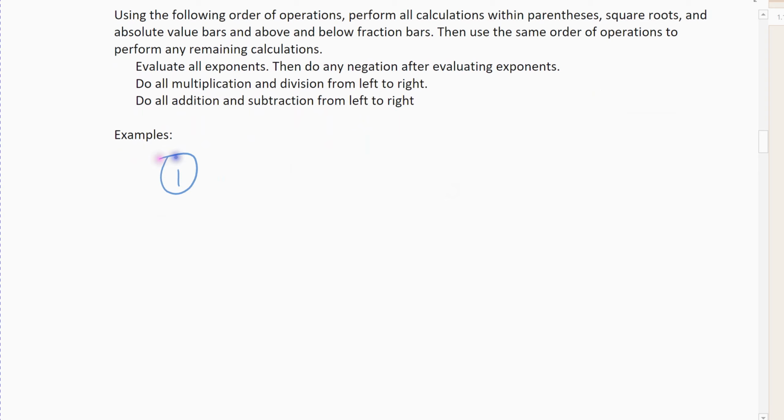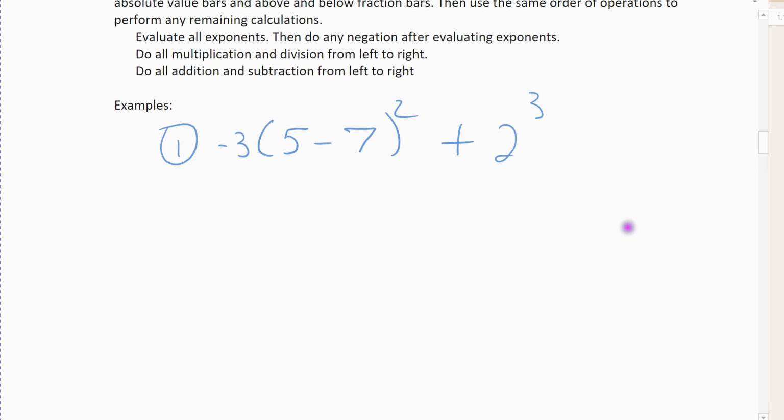All right, so start with a simple example. Negative 3 times 5 minus 7 squared plus 2 cubed. I'm going to be strict about my order of operations. Now I want to show you using the exact. There are some steps you could go and work a little differently, but I'm going to do it exactly using the order of operations definition.